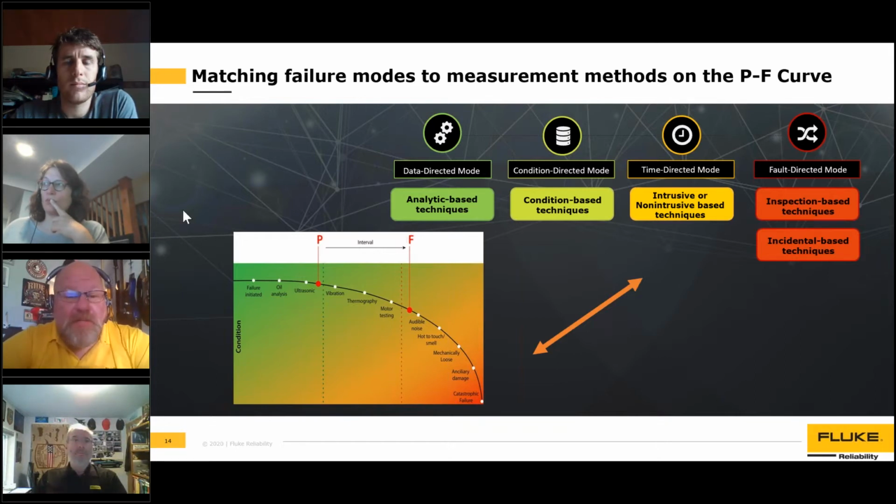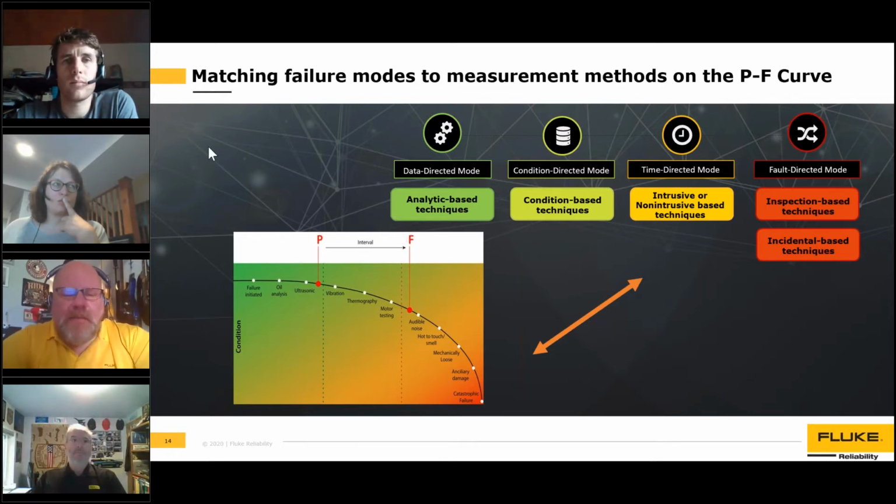You just remember, you're going to be doing a splattering of fault directed, time directed, condition directed, and hopefully some data directed, all within how you're addressing these failure modes of the components. And what are you applying best so that you can find the component in the act of failing sooner rather than later? That's the whole idea with the PF interval.